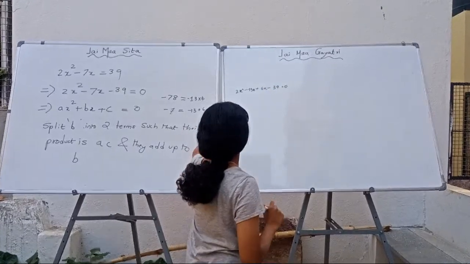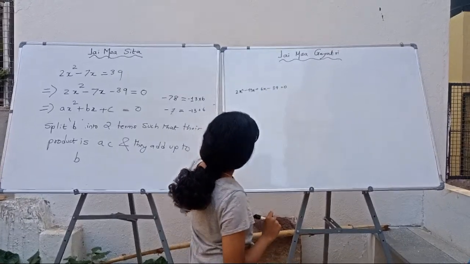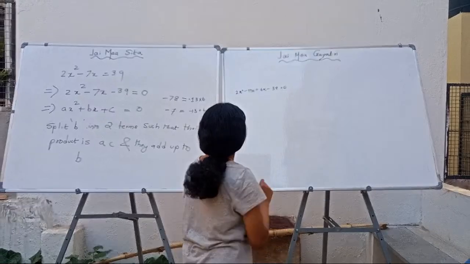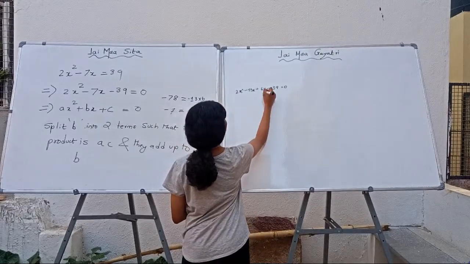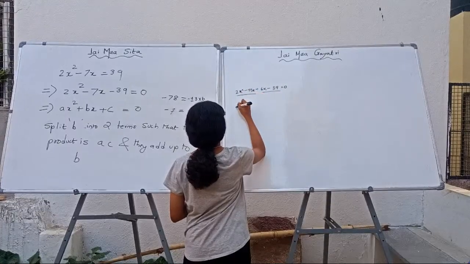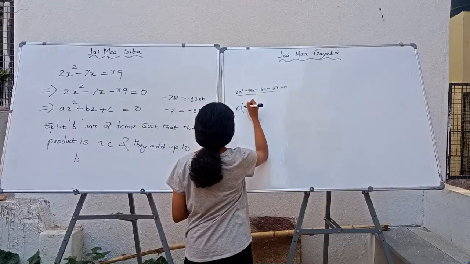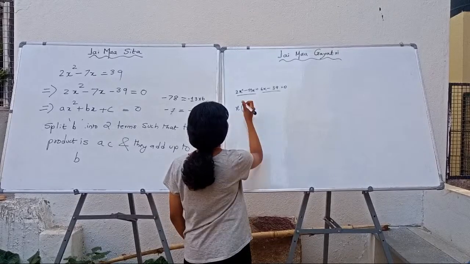Okay. Then take 2 ka group. Huh? Okay. It may not be 2x always. Just see whatever common you can take, you take. Maximum.